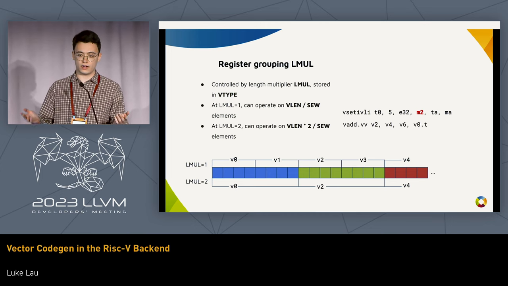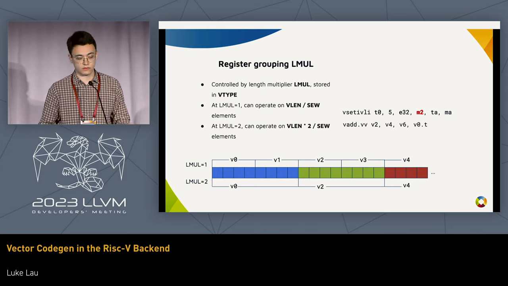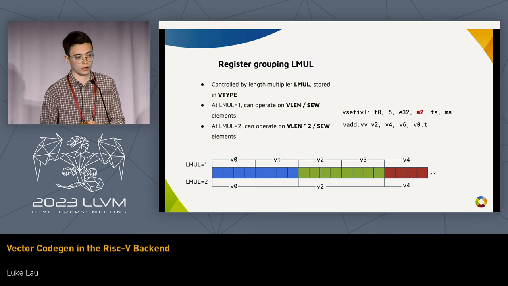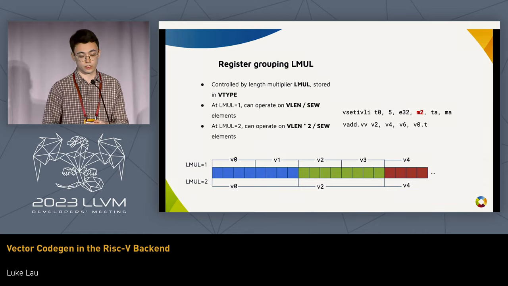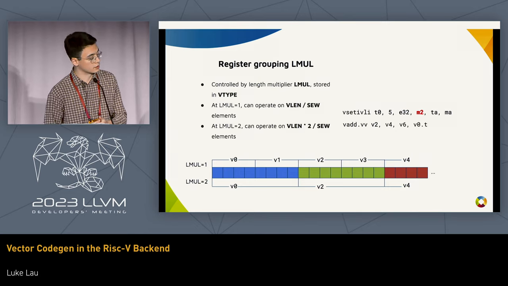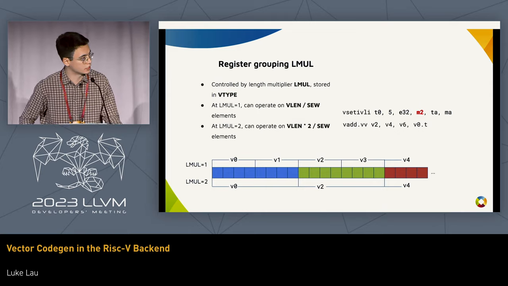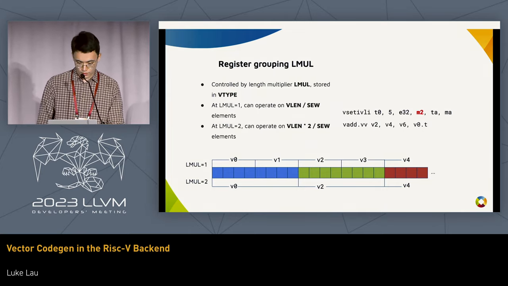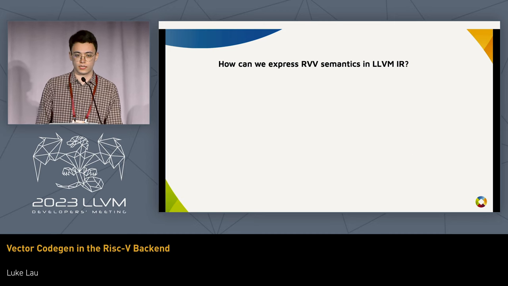But that means we have half the number of vector registers available now, but we now have double the size of the vector registers. That means we can either process double the number of elements in a single instruction, or we can operate on an element of doubled width, right? So it's very useful for mixed width arithmetic. It's important to note that this doesn't magically increase throughput. It will take more cycles to process in a single instruction, but it's still a very useful feature to have anyway.